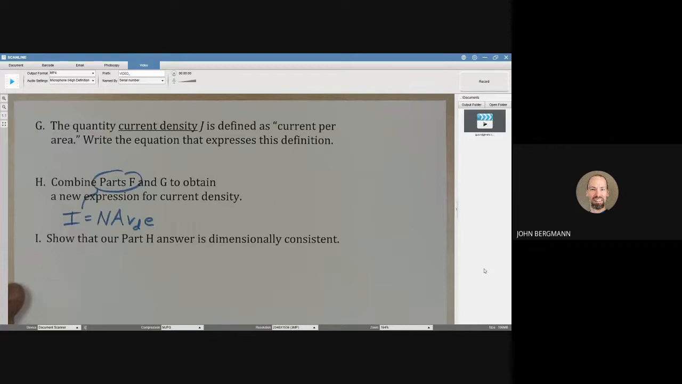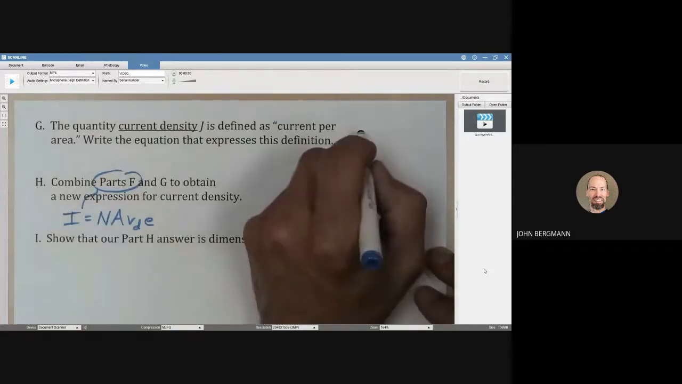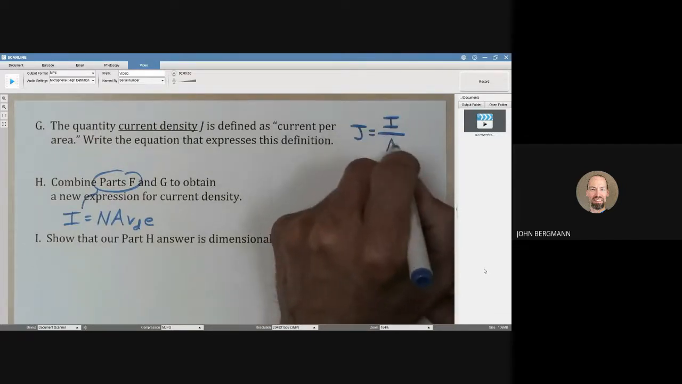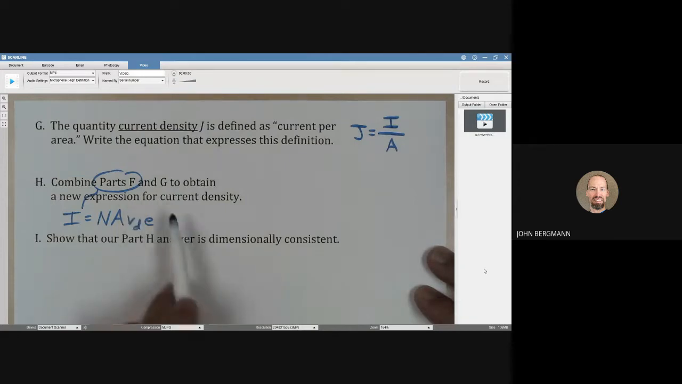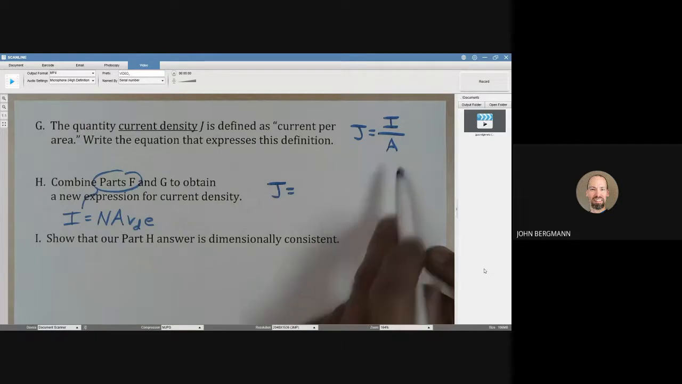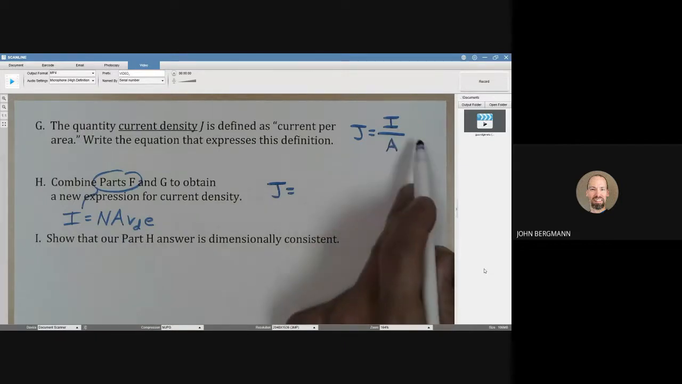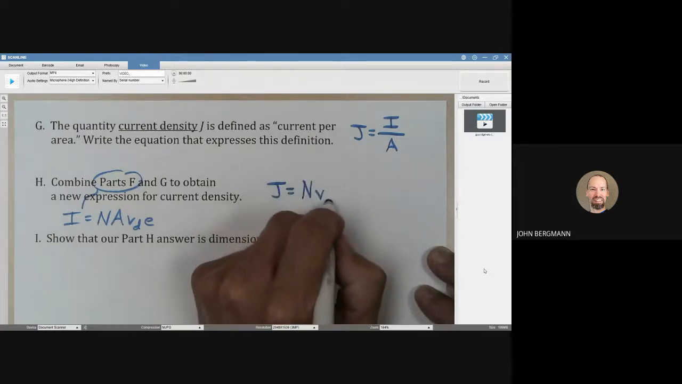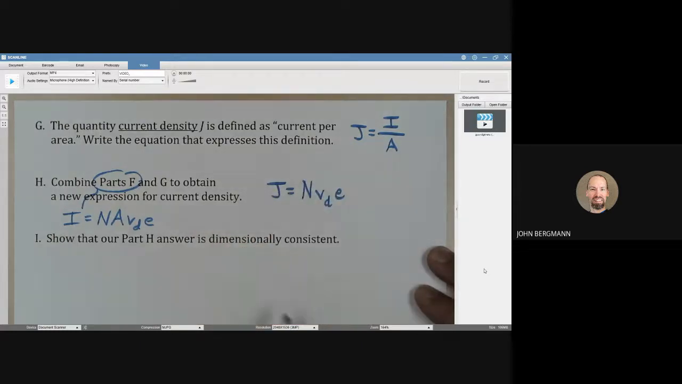n a v e. The quantity current density, J, is defined as current per area. The equation for that is current density is current per area. Combine parts F and G to obtain a new expression for current density. There was our answer to part F. If we combine that with this equation here, n a v e is going to go in the numerator and then the A cancels. So I think n times the drift velocity times the elementary charge.